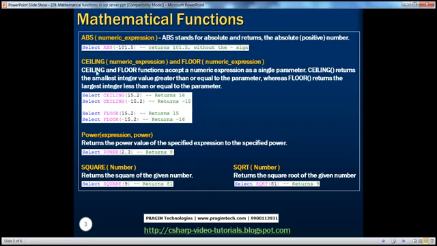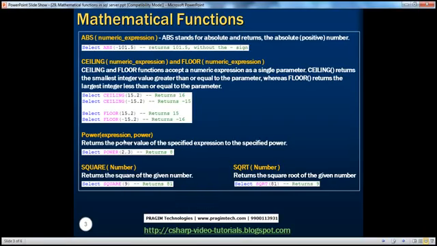If you look at the definition here, ceiling and floor functions accept a numeric expression as a single parameter. Ceiling returns the smallest integer value greater than or equal to the parameter, whereas floor returns the largest integer less than or equal to the parameter.